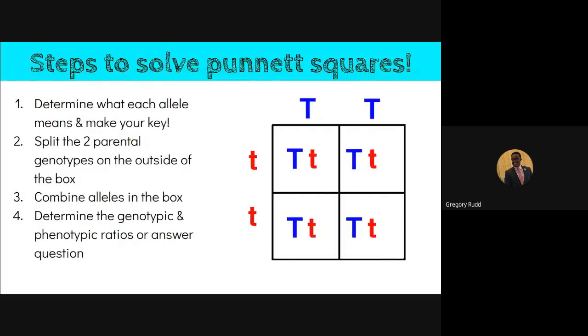Here's how you can solve a Punnett square. I want you guys to write these steps down. I know they're not highlighted, but you definitely need to have these steps written down. We will be referring back to the steps. The first step is to make a key. You need to know what each of the alleles represents and make a key. And again, when we say an allele, we're talking about a letter. So you've got to make a key.